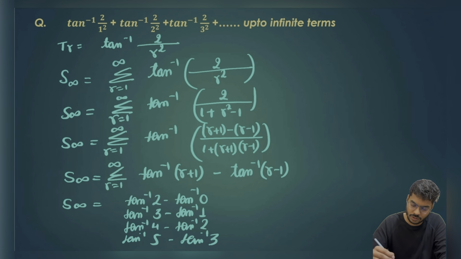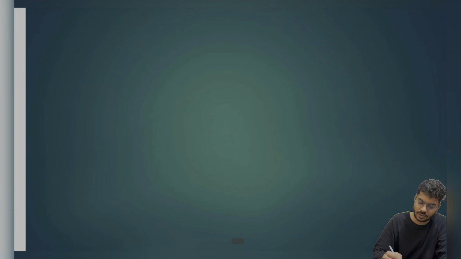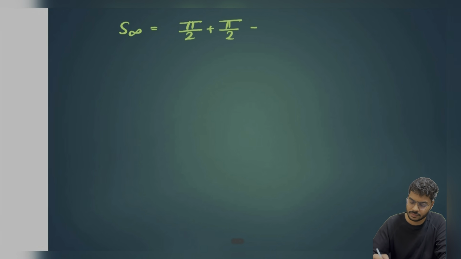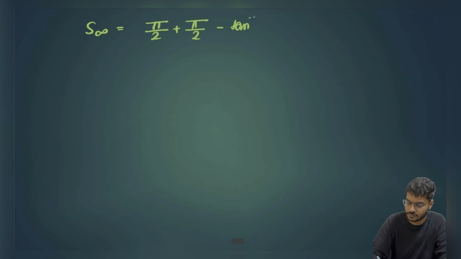What terms are going to be cancelled out? Tan inverse 2 with tan inverse 2, tan inverse 3 with tan inverse 3, tan inverse 4 with the next one, tan inverse 5 with the next one. 2 terms are left in the starting, so 2 terms are left in the ending also. What are the terms left in the ending? Ending terms are pi by 2, pi by 2. Minus, what are the starting terms? Tan inverse 0 minus tan inverse 1.